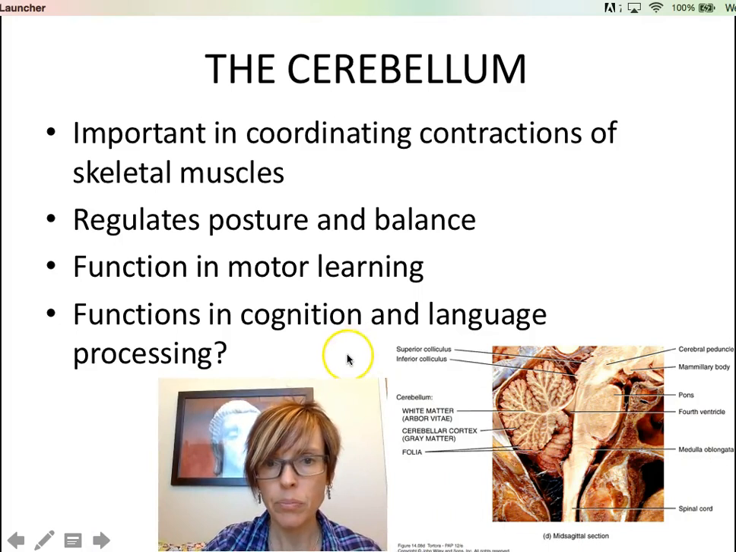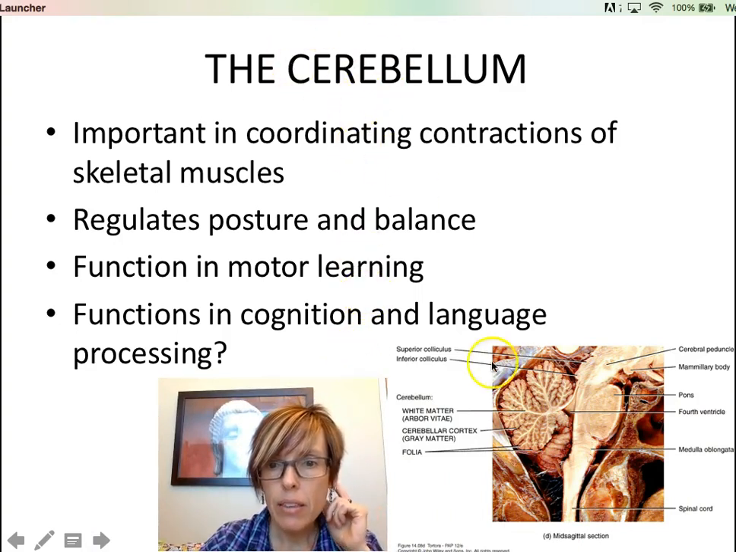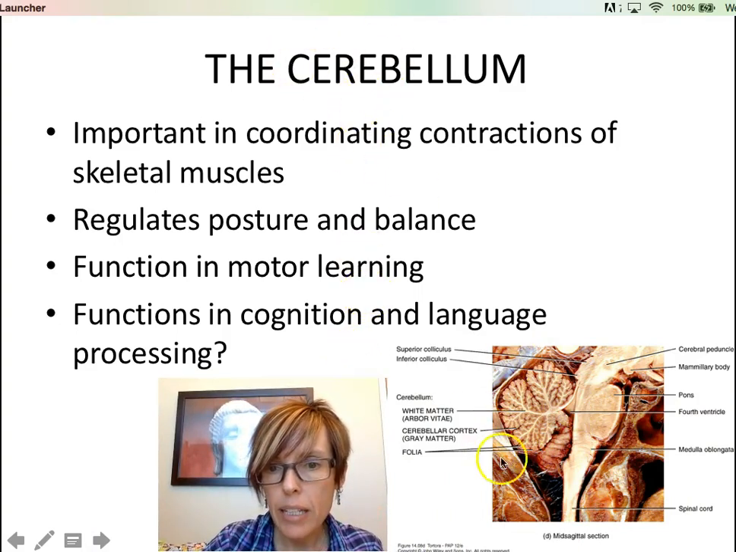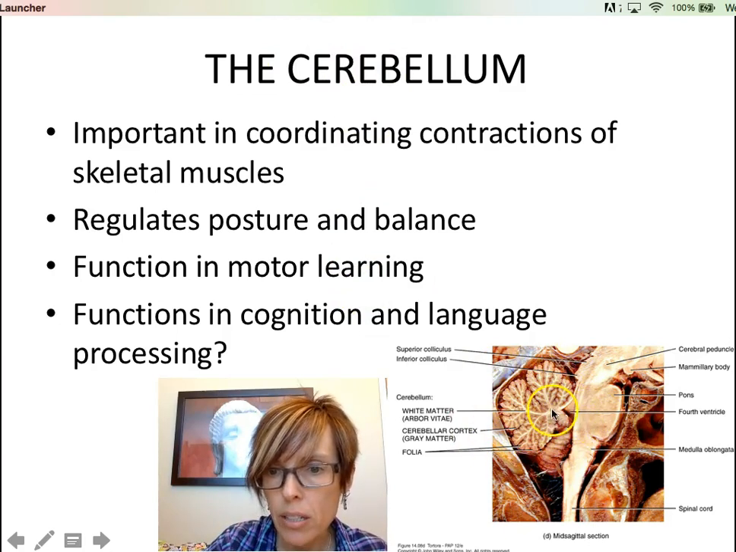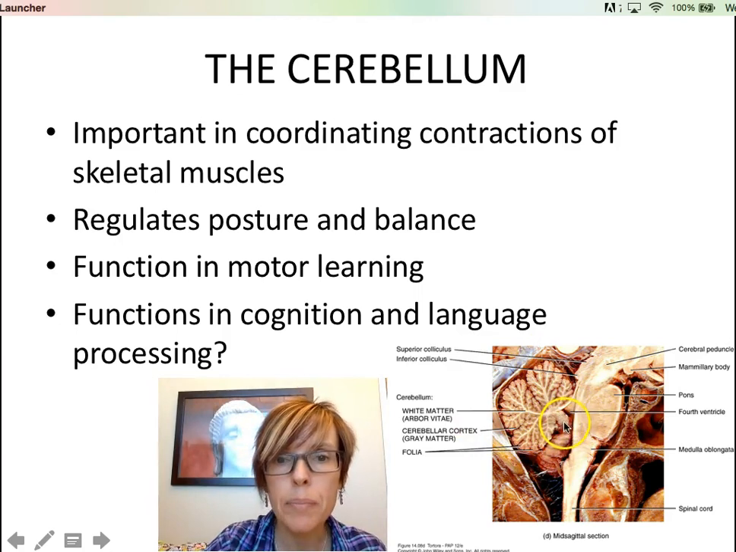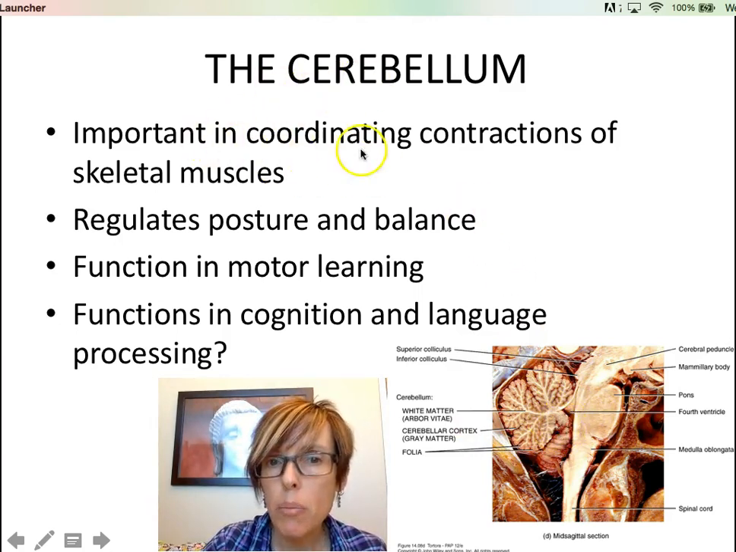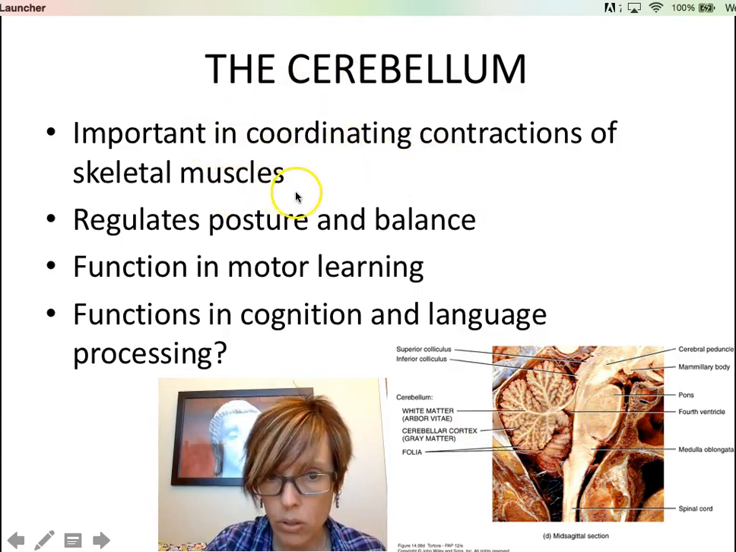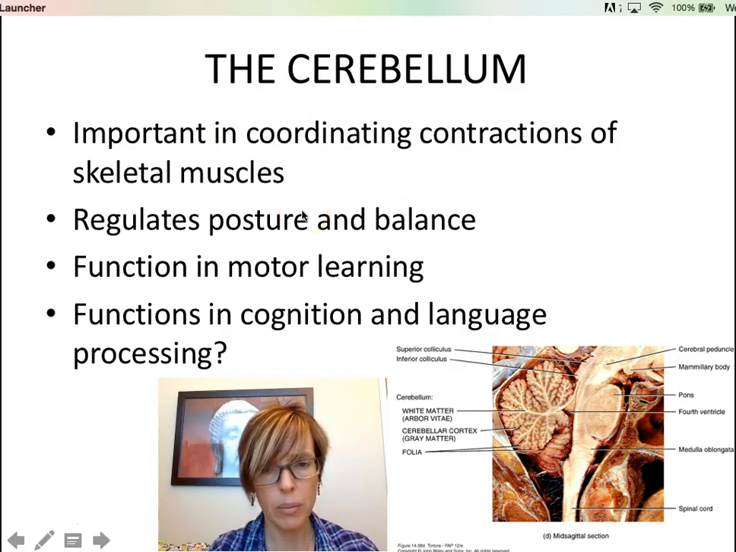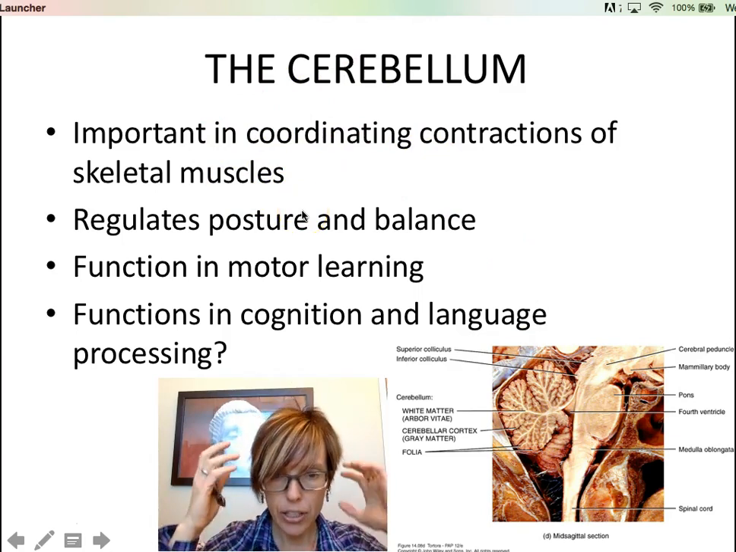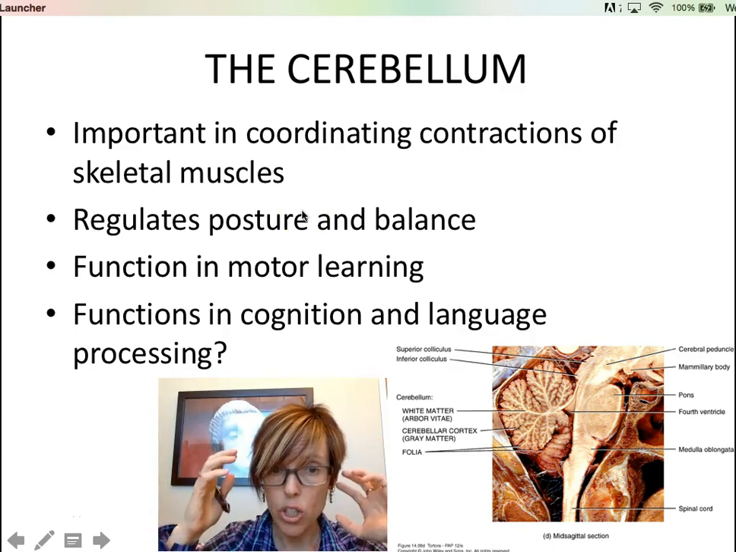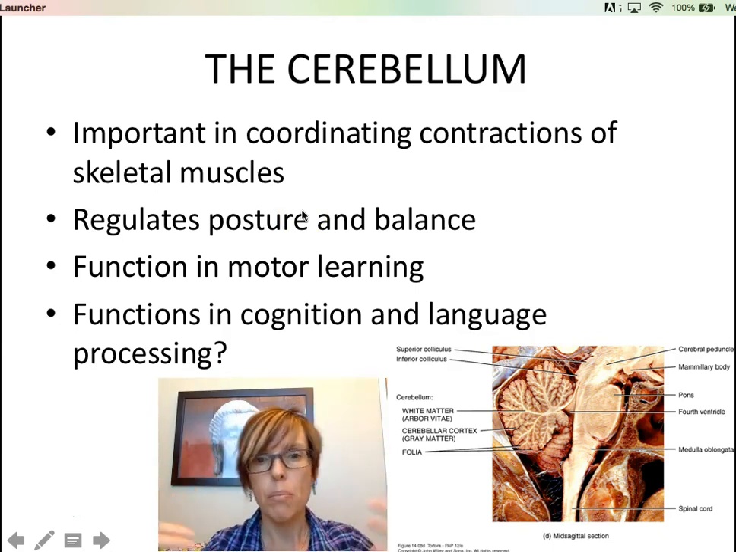All right. So we have the cerebellum right back in here, sort of behind the cerebral cortex, sort of adjacent, I guess, to the pons and the medulla. Cerebellum is going to be really important in coordinating contractions of skeletal muscles. We'll talk a little bit more about the cerebellum too in a couple of lectures, about how it actually works with the cerebrum in doing this. It helps regulate posture, balance.